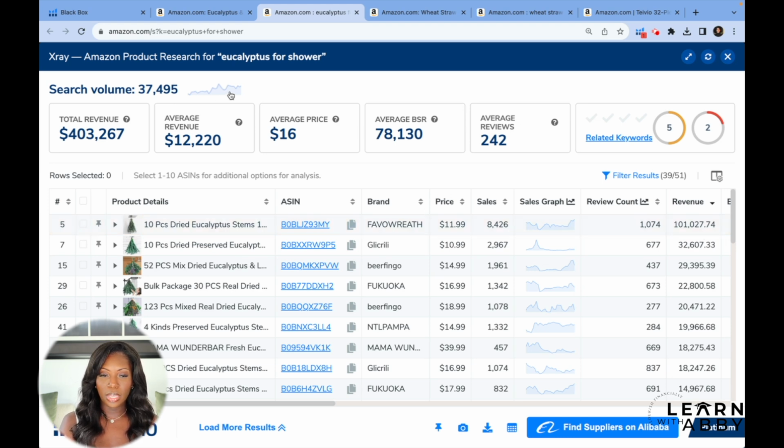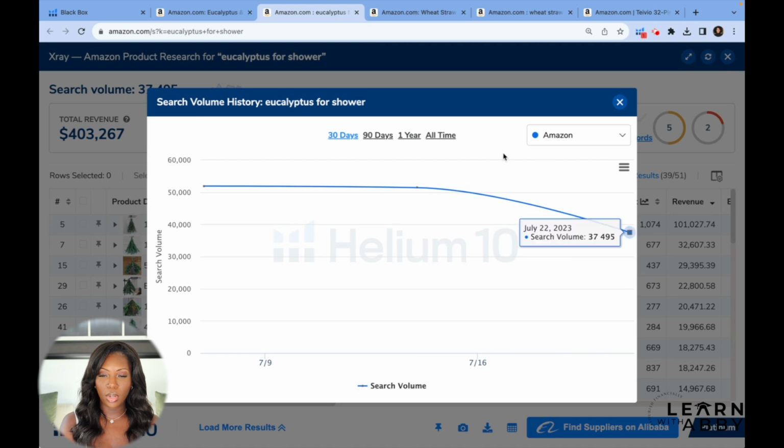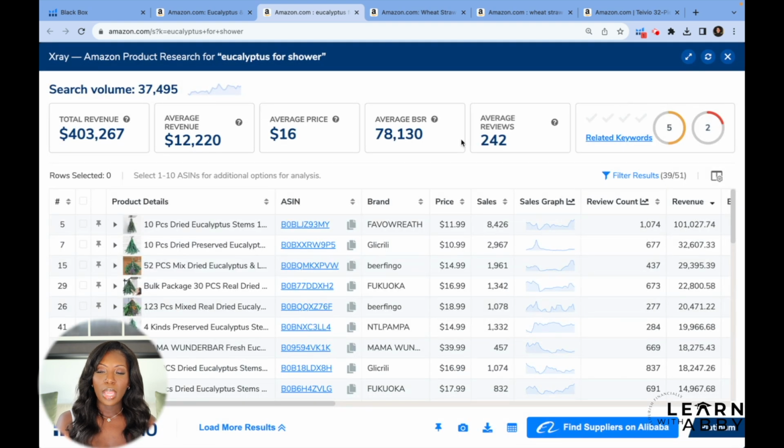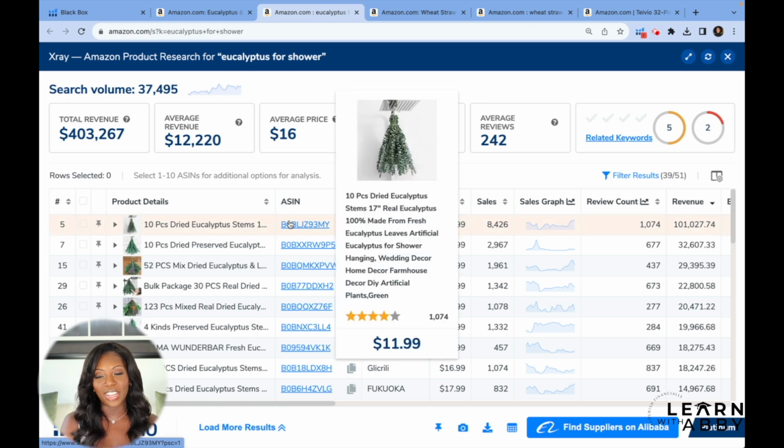And we can see that the demand for this product over time has increased overall. There was a big dip right here, but definitely has increased as time has gone on. So that's always a good sign, a positive trend. And then we can see that the number one seller of these dried eucalyptus stems is making $101,000 a month in revenue on Amazon, which is insane. That means they're doing over $1.2 million a year selling eucalyptus for the shower on Amazon.